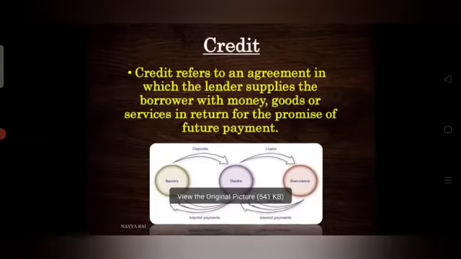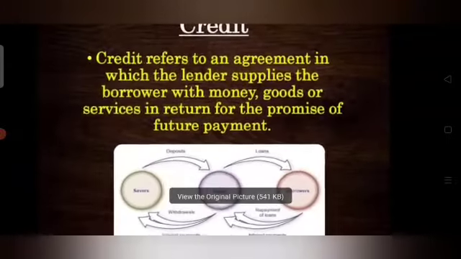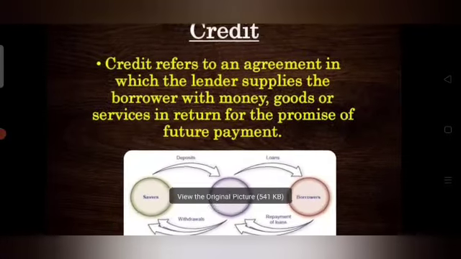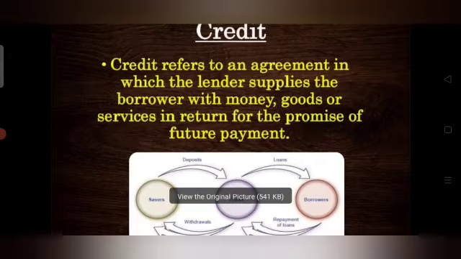So next we are going to talk about credit. So what is credit? Credit refers to an agreement in which the lender supplies the borrower with money, goods or services in return for the promise of future payment. So here two persons will be there: the receiver or borrower, and the lender. But banks act as a middleman here.